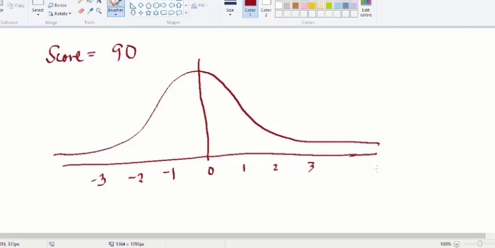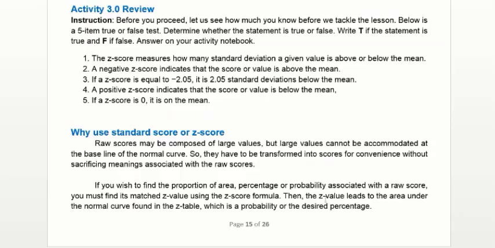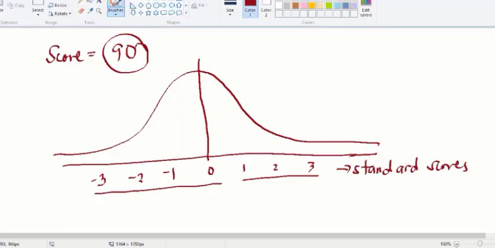So that is why we convert this type of scores into the standard scores. These are our standard scores, without losing its meaning, without sacrificing meanings associated with the raw scores. In other words, you just represent it as negative 3, negative 2, negative 1, 0, 1, 2, 3, instead of plotting the entire raw score of 90. Okay? So that is one of the very reasons that we use standard scores. Especially if the data set is normally distributed.